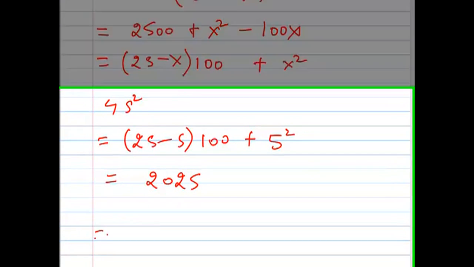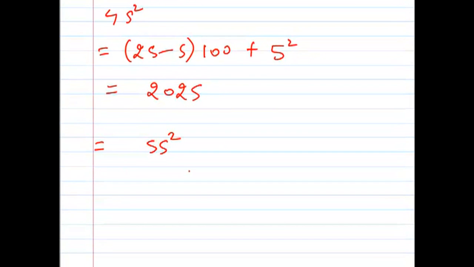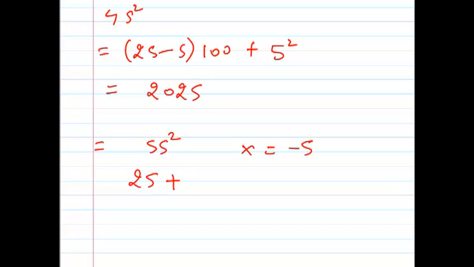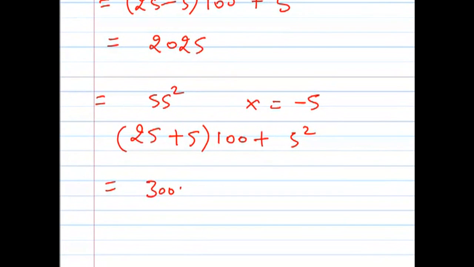And if I have to do 55 squared, then I have to just write x is equal to minus 5, and then I can do (25 plus 5) into 100 plus 5 squared. That will be equal to 3000 plus 5 squared, which is equal to 3025.